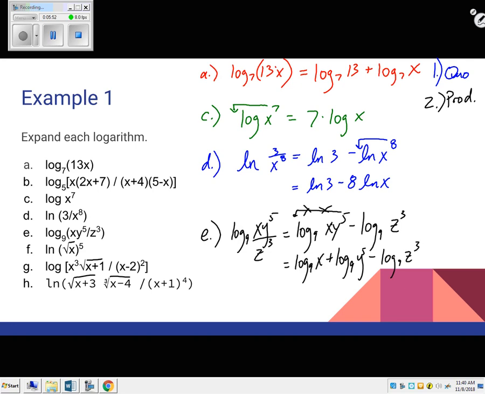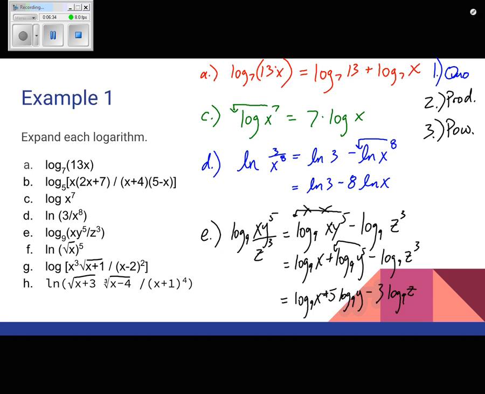Now, look at what's behind all these logs now. There's only a single variable, or if one of them was a number, a single number behind all of them. That's a good spot to be in, because then I'm ready for step 3. I want to do my power rule at the very end of all these problems. So anything that has an exponent, I'm going to drop it down in front of its log. And then this would be my answer. One more time.